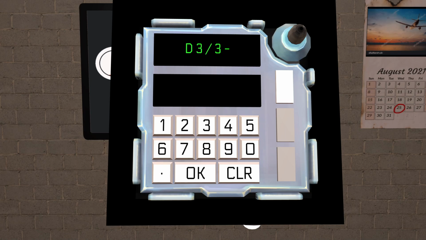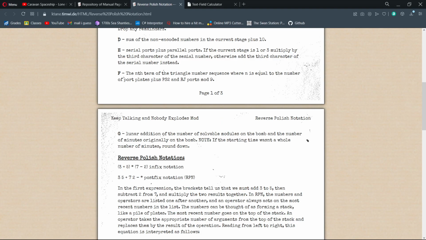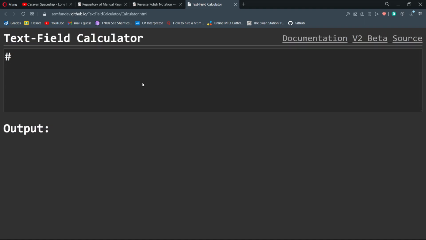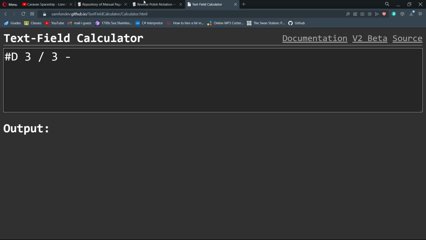So, our equation is d3 divided 3 minus, so let's just have this written down over here. I'm going to be using the textbook calculator instead of Notepad++ because it just looks better for recording. So, d3 divided 3 minus. Now, let's go over how to actually read reverse Polish notation.